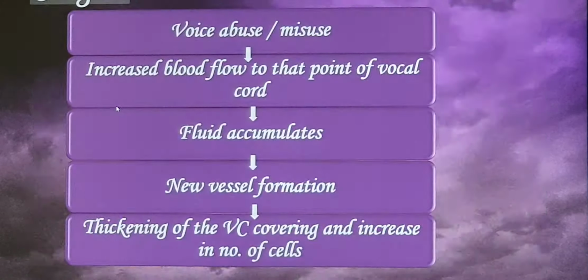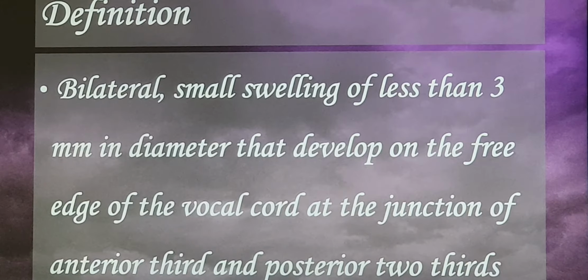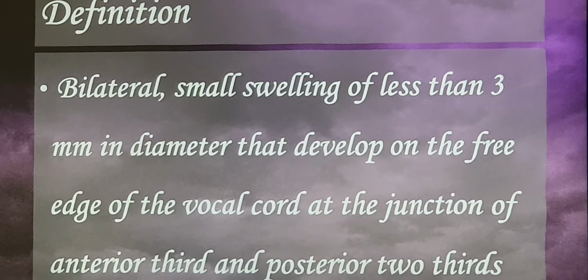So now we'll go into the topic. You have seen what a vocal cord is. A vocal nodule is a benign condition, a small swelling of less than 3 millimeters in diameter, which develops on the free edge of the vocal cord at the junction of the anterior 1/3 and posterior 2/3. This is what I have been trying to explain.